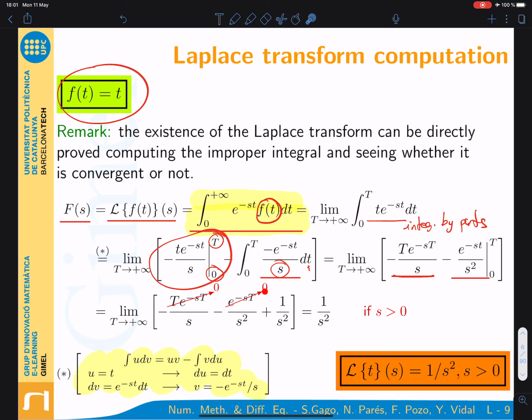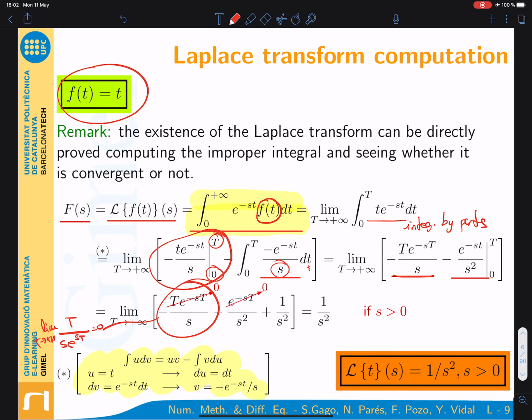This function will go to 0 if s is positive. So when s is positive, this is true. That's important to write this assumption. And this limit is going to be 0 because the exponential grows much faster than a polynomial. So you can write the exponential if you want. You can write this term like this: t divided by s, the exponential of st. And as the exponential grows much faster than a polynomial, this limit when t goes to infinity will go down to 0. So this limit when t goes to infinity will be 0.